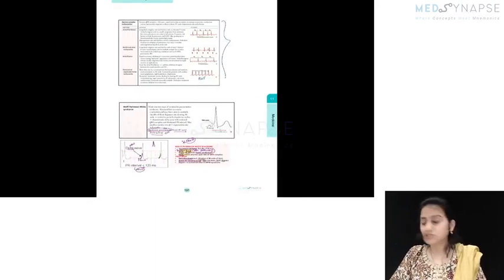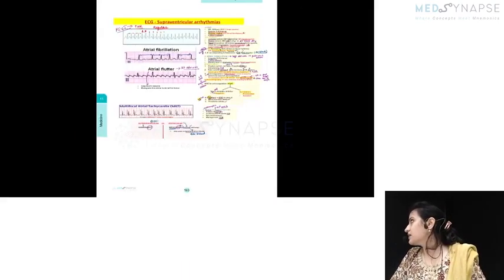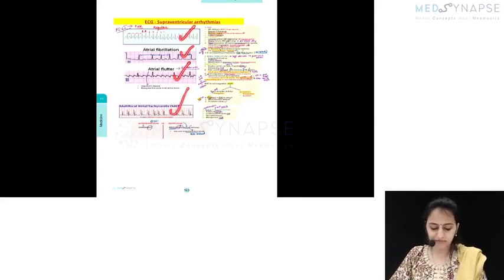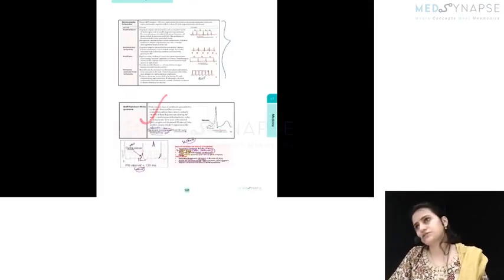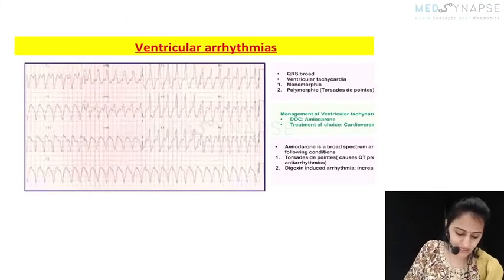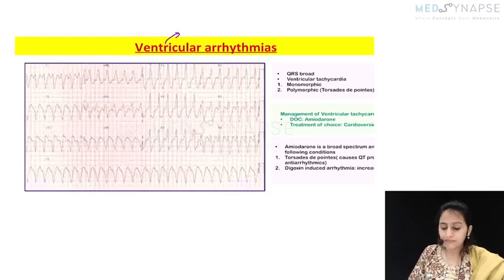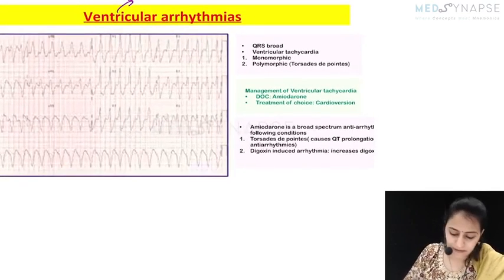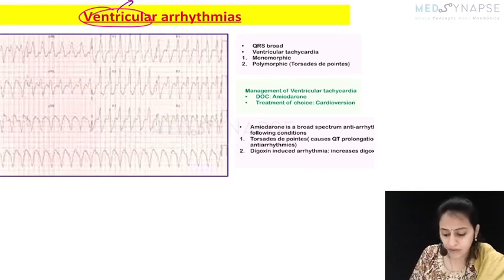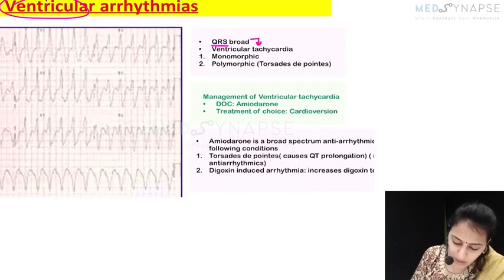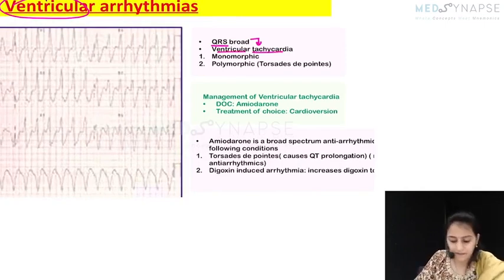So that was about supraventricular arrhythmias, where we have learned about atrial fibrillation, PSVT, flutter, MAT, and WPW syndrome. Okay? Coming to ventricular arrhythmias, will they be broad QRS or narrow QRS? Broad, because it is an abnormal pathway. So QRS broad; ventricular tachycardia can be monomorphic, can be polymorphic.